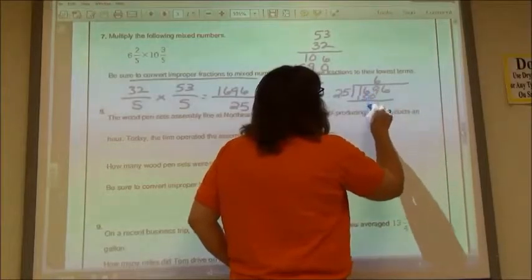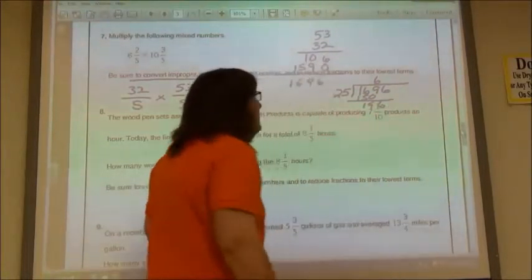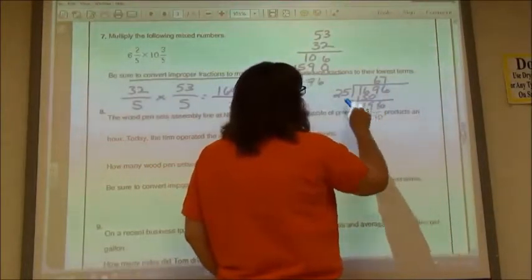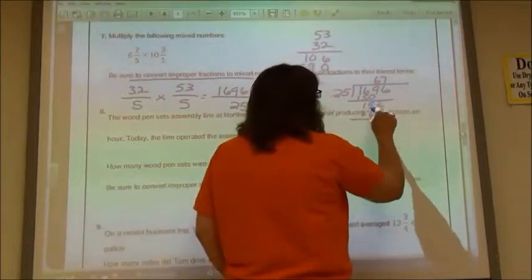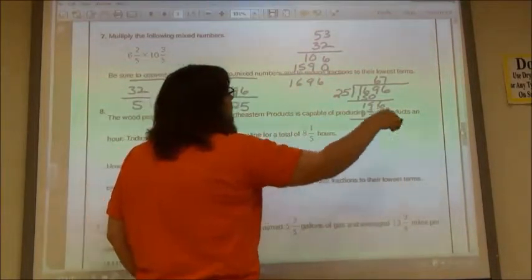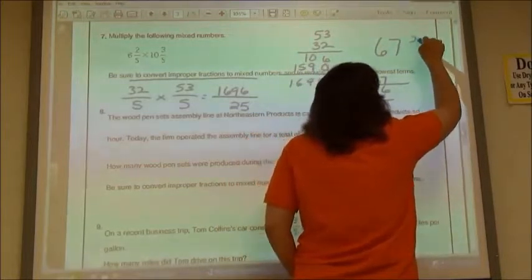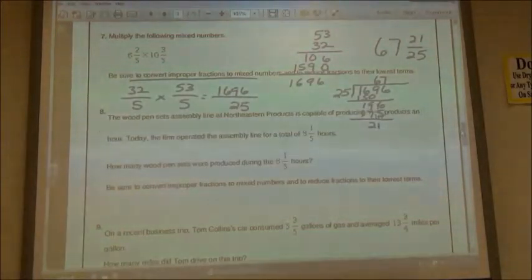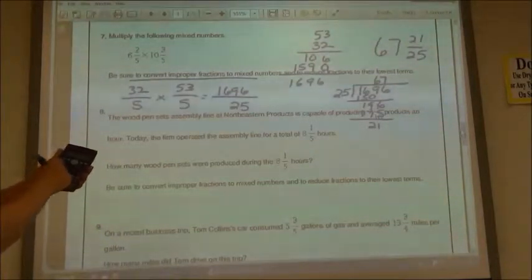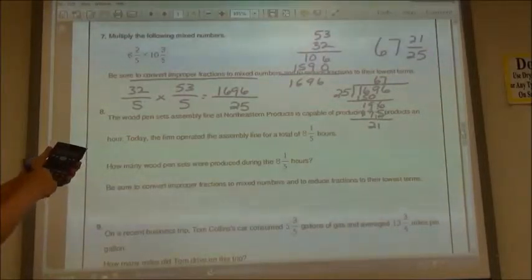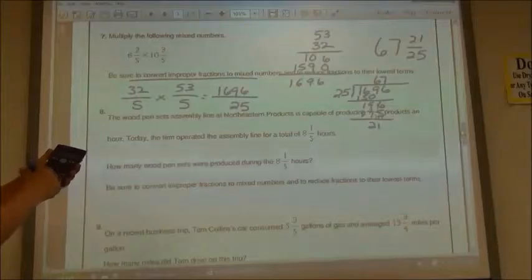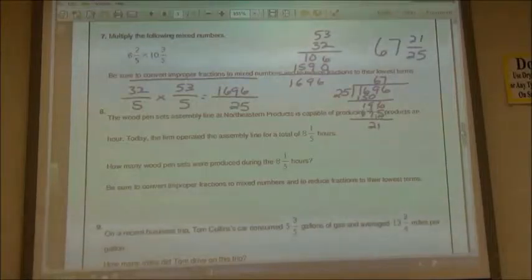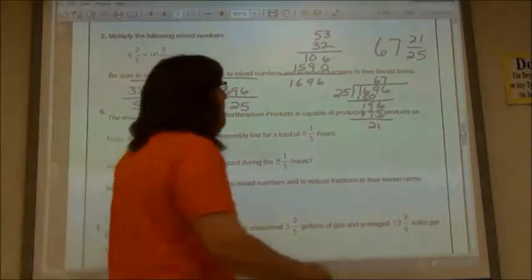150, subtracting, I get 196 because I have 19 and then the 6 comes down. 25 into 196 goes 7 times, which would be 175. If I subtract, I get 21. So I get for an answer 67 and 21/25. Again, if I want to double check that with my calculator, I do 6 fraction 2 fraction 5 times 10 fraction 3 fraction fifths, and I end up with 67 and 21/25, which of course was what we got when we did it the long way.